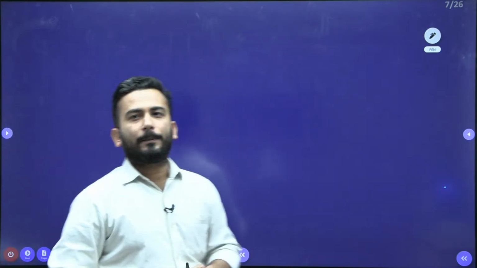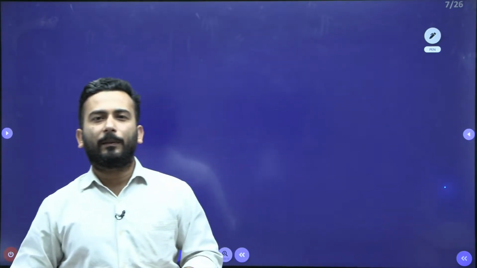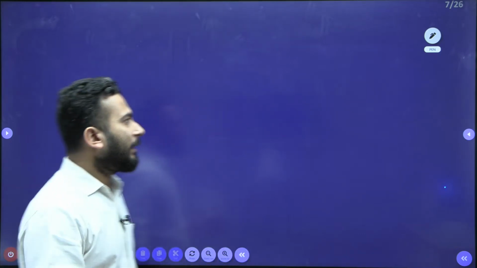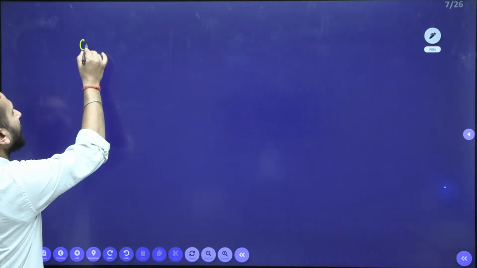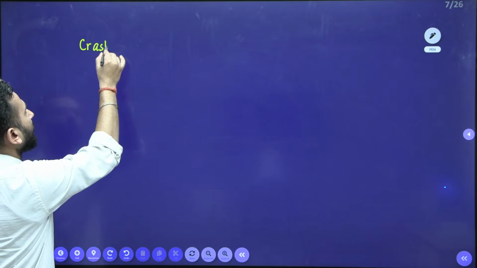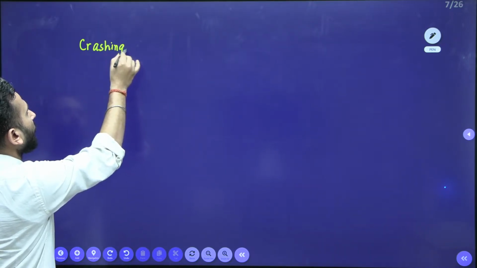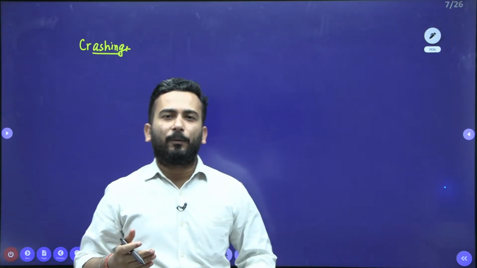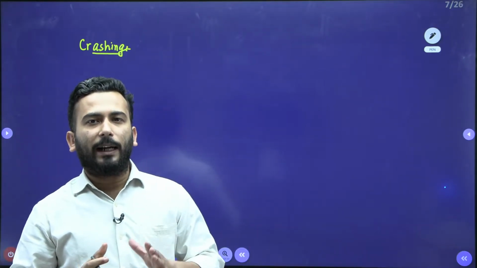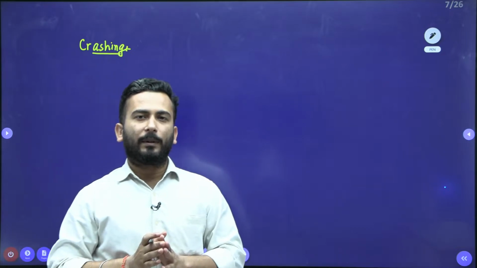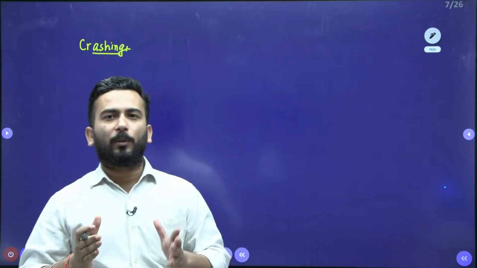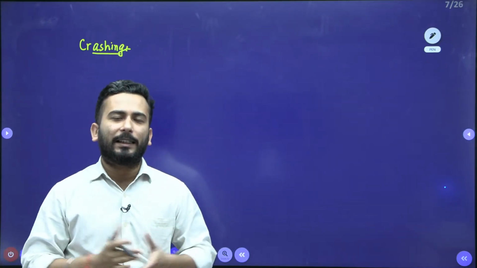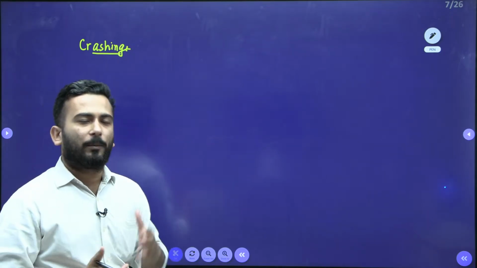Now, my dear friends, one more concept is there, the concept of crashing. The concept of crashing is there in your network models. Generally when you practice numericals related to crashing, then only it becomes clear. There is no big formula as such, but let me discuss anyway what the concept is. I am only talking about the concept.